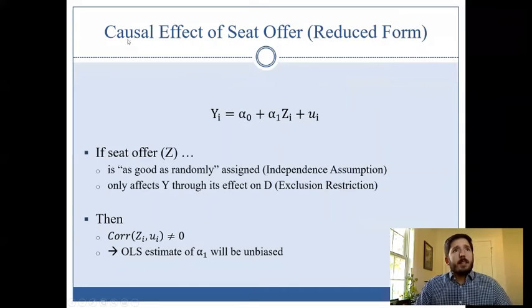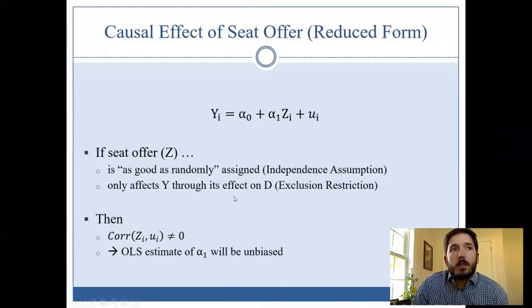What we're going to add to this is this IV piece, right? So for starters, we can look at the causal effect of being offered a seat on your math test score, right? Because that is randomly assigned, right? We know that the seat offer, which is this Z_i, is going to be as good as randomly assigned. That's our independence assumption, if you remember back a couple slides. It's only going to affect Y through its effect on D.